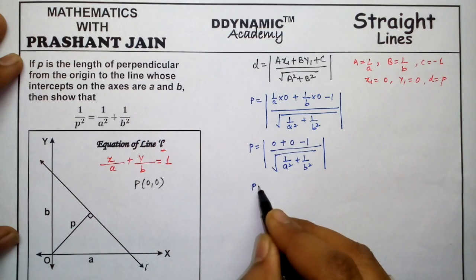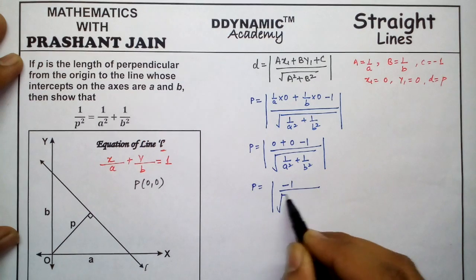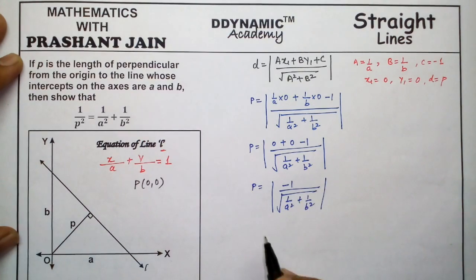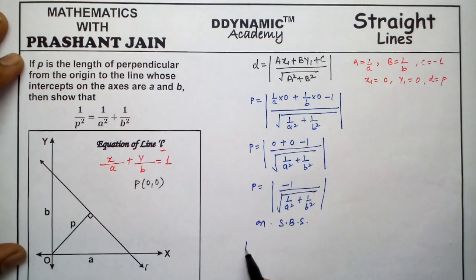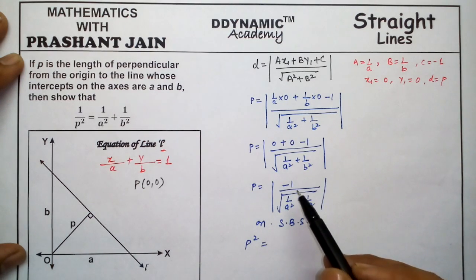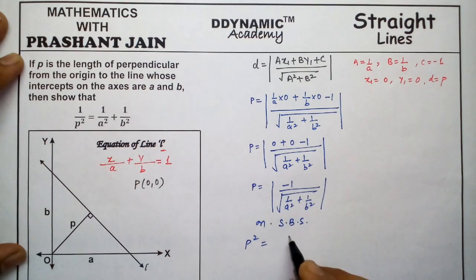So after solving, 0 plus 0 minus 1 is minus 1 upon under root 1 upon a square plus 1 upon b square. On squaring both sides, this is p square, and the negative 1 in the modulus will disappear, and the result is 1 only, and 1 square is 1, and again the square root will disappear here.